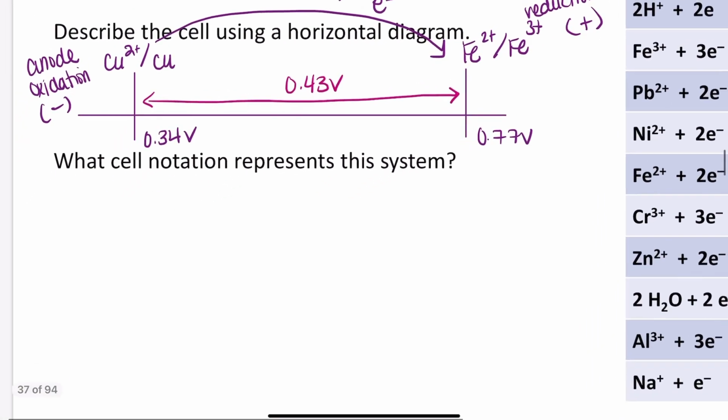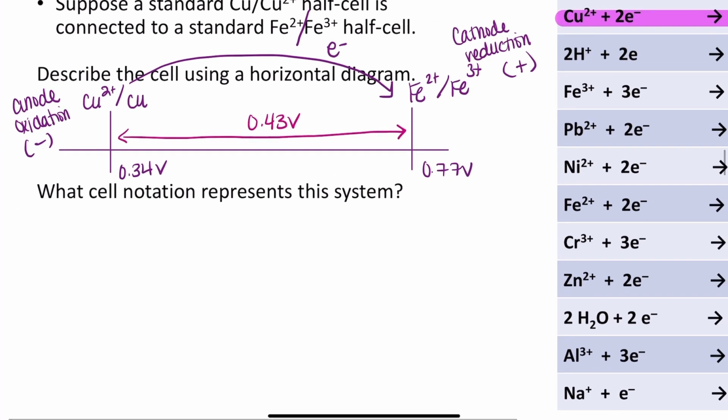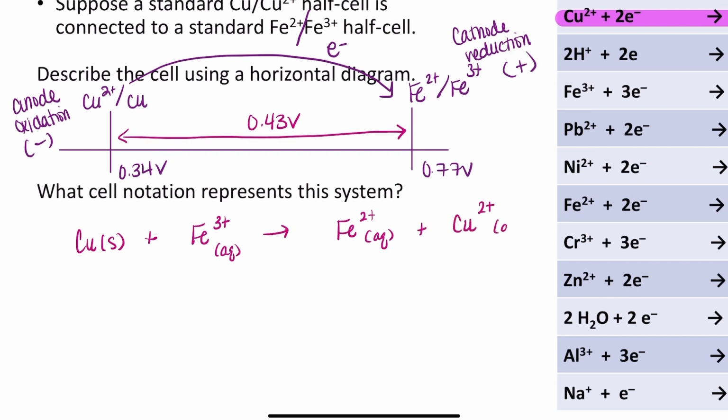So what is a cell notation that represents a system? First, I'm going to draw the reaction because for me, it's just easier to see the reaction. Plus, I like being able to connect it all and then think about what the diagrams would look like with the beakers, etc. In this system, I would have copper solid reacting with iron 3 plus, forming iron 2 plus. Remember, ions are aqueous phase, and copper 2 plus.